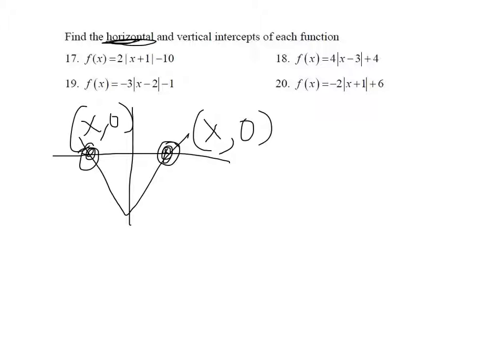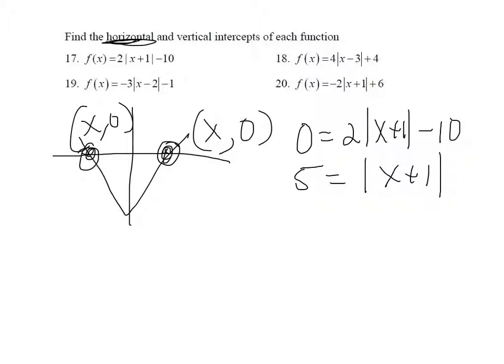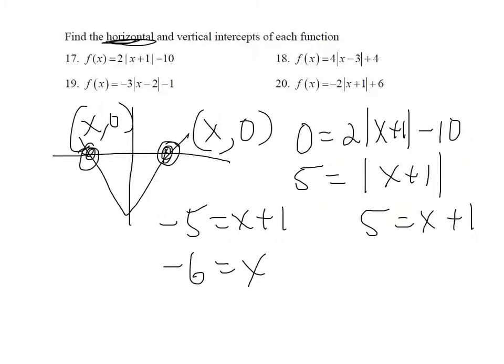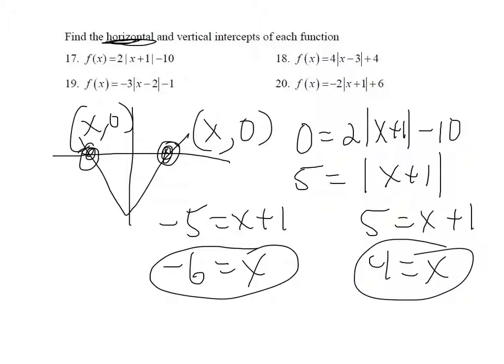So for number 17, I'm saying 0 equals 2 times the absolute value of x plus 1, minus 10. Now we're going to do that same trick we just did. I'm going to solve for the absolute value, add 10, divide by 2. So that should be 5 equals the absolute value of x plus 1. And now we know whatever's inside there has to be equal to negative 5, and it also has to be equal to positive 5. So that's going to give me what? Negative 6 and positive 4. So those are the x's for those points.